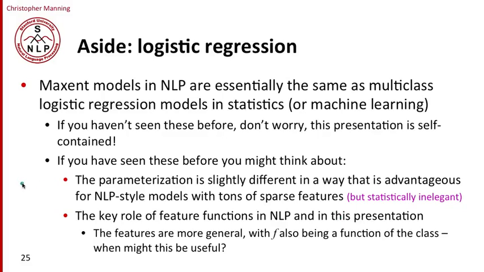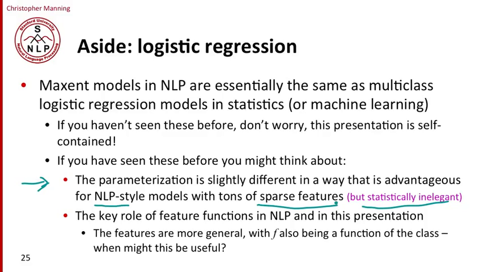And it's effectively different in two ways. One is the choice of parameterization. So the parameterization is slightly different than the parameterization that's normally shown for multi-class logistic regression models in statistics. And there are kind of pluses and minuses to the presentation here. The minus is it's slightly statistically inelegant because the model is over-parameterized. But the plus is that this style of parameterization is actually very advantageous to NLP models, which have the property that there are always a very large number of features, most of which are inactive for any particular datum.